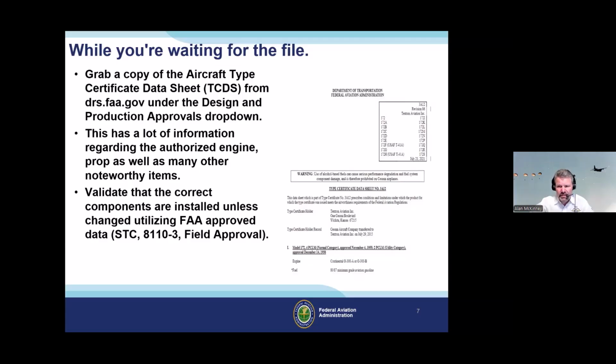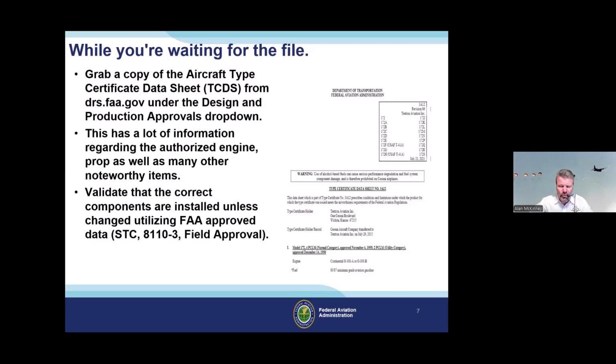So the TCDS is 3A12. Why you would want that is because the type certificate data sheet has a lot of great information regarding the certification of that make and model. And you'll see in that block in the upper right-hand corner all the different models that are covered under this TCDS. So if you figure out which model you're looking for, a lot of the TCDSs will have the serial numbers that were covered under this.